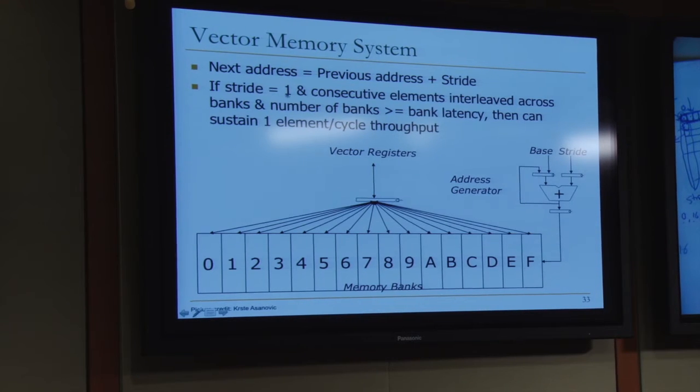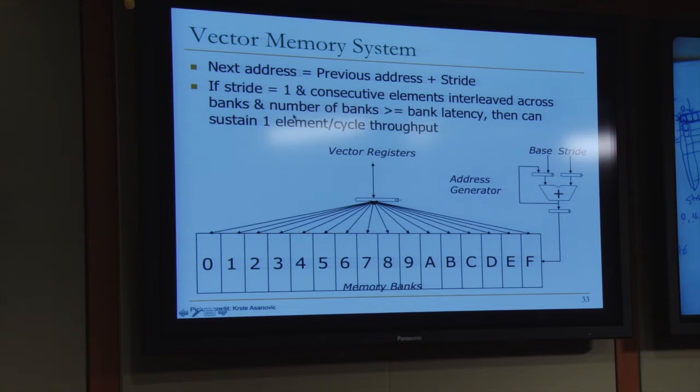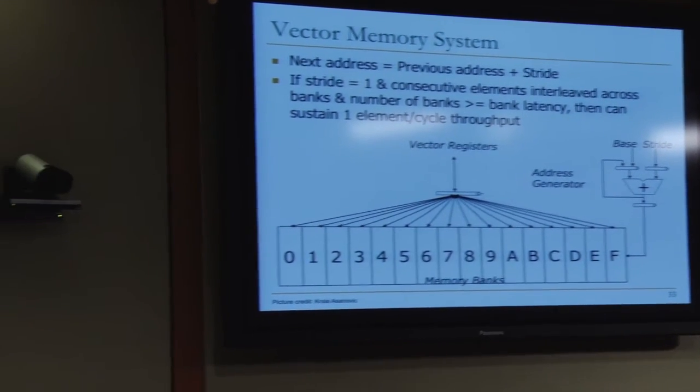Now, if your stride is not 1, then you can still sustain one element per cycle throughput. But there needs to be a condition that's true. Can anyone guess what that is? You shouldn't have bank conflicts, meaning whenever you're loading a vector, two elements that you need to load should not go to the same bank. Okay, we'll get back to this. You can still do it if your stride is not one.